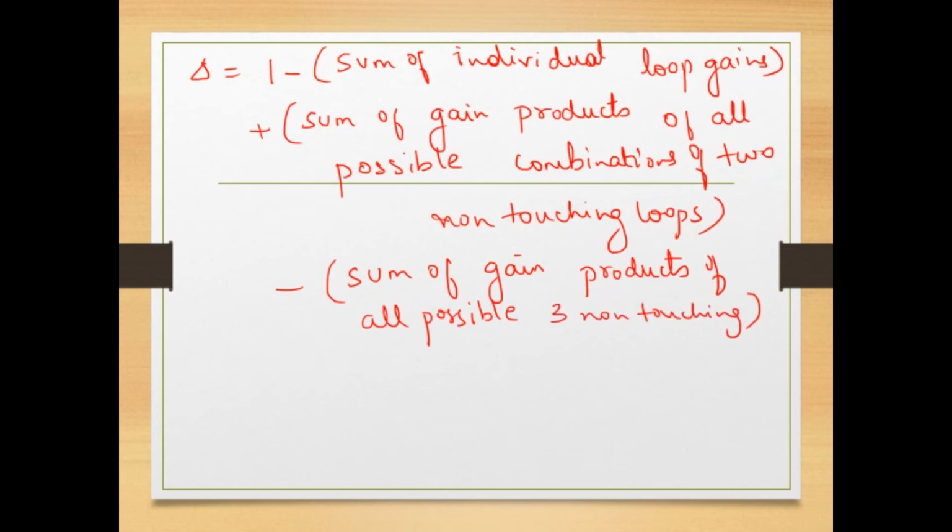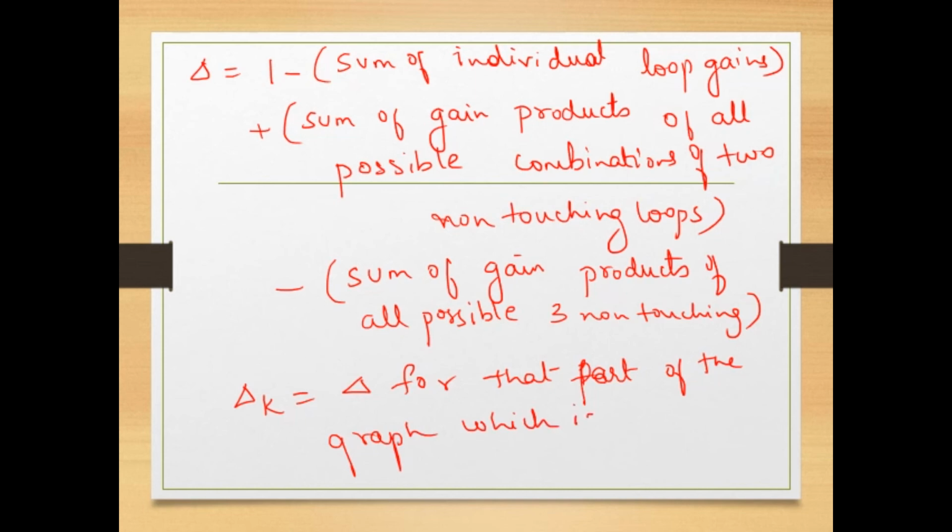So what is delta K? It is delta for that part of the graph which is not touching the kth forward path. We will become familiar with this Mason's gain formula once we consider an example and substitute into this formula.